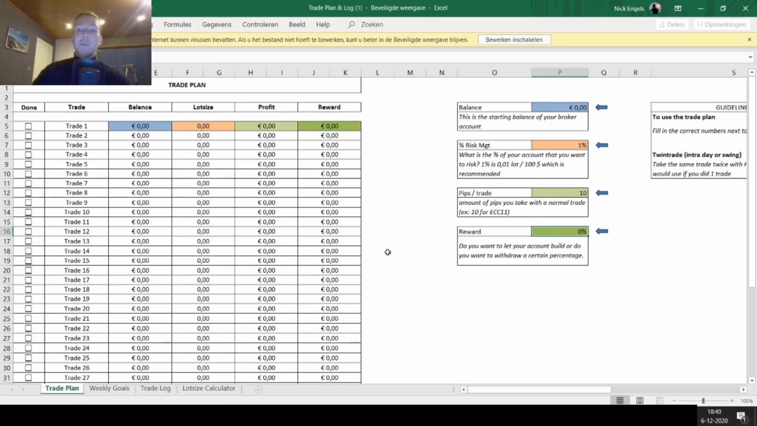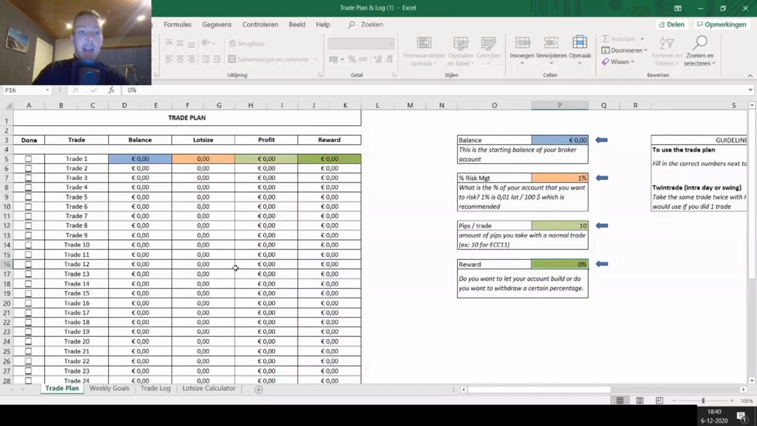On the first page, you will find a fully automated trade plan. If you get this notification, make sure you just select this and then you can start this properly. But what is a trade plan actually?